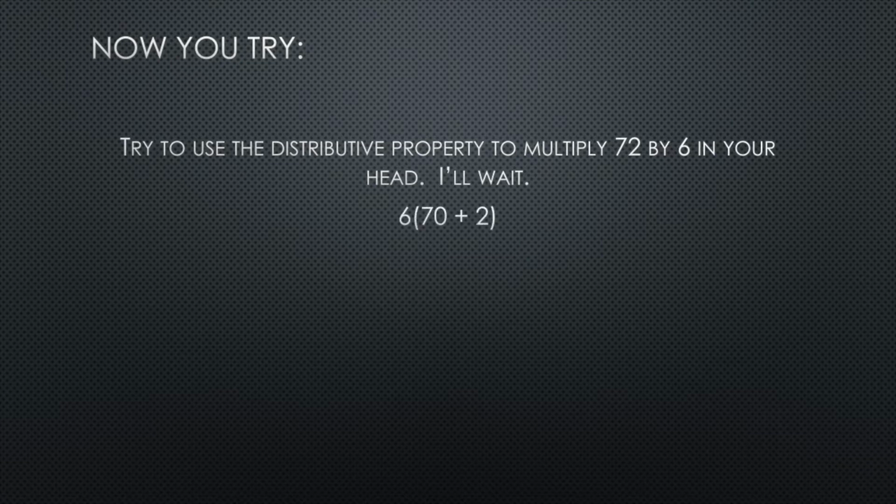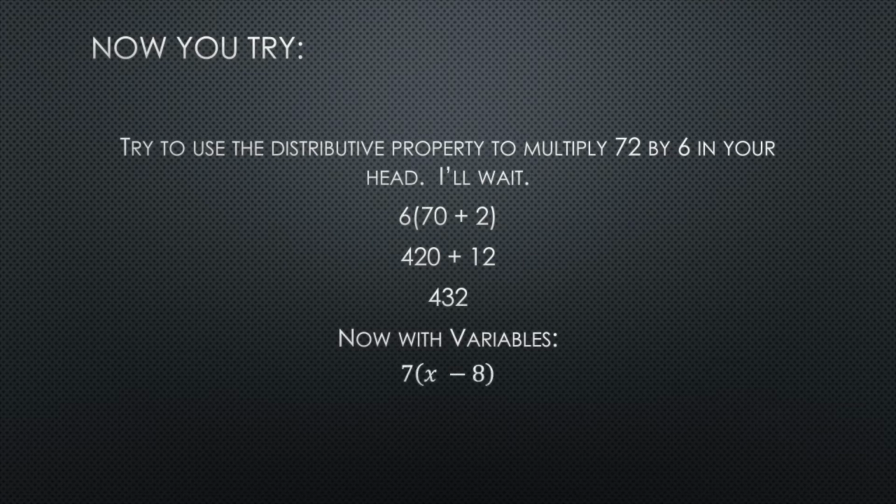Okay, so if you're doing 6 times (70 plus 2), 6 times 70 is 420. 6 times 2 is 12, so that means that 72 times 6 is 432. Now, as far as variables go, let's look at another example here. You've got 7 times (x minus 8), so you're going to distribute the 7 to both things inside. 7 times x is 7x, there you go. 7 times negative 8 is going to be, what, like negative a billion? No? You sure? Okay, 7 times negative 8 is negative 56.